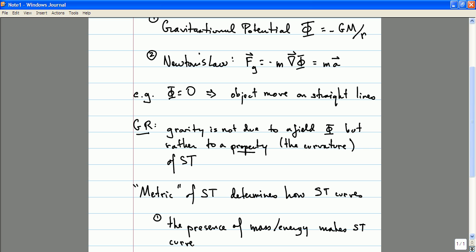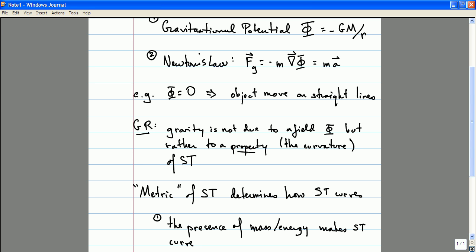I remind you that, of course, in special relativity, the distinction between mass and energy is somewhat ambiguous. There's no real notion of mass separate from energy. So, in particular, what that implies is that not only should normal matter, like the Earth or the Sun, make space-time curve, but also, for example, light, something which is massless, but also has energy, can make space-time curve.